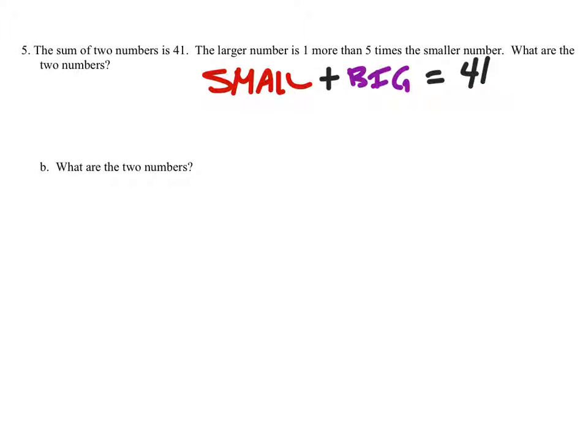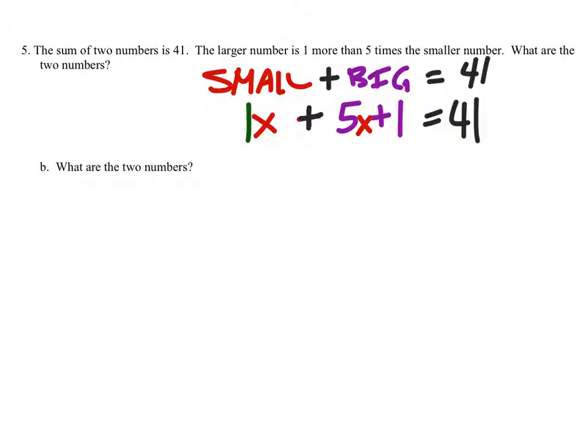There we go, right? But it tells us that the large number, the big one, is 1 more than 5 times the smaller number. So we'll use x to be the smaller number. And then this small number would be represented by an x as well. So I'll add these together and I should get 41. Okay, does everyone see that? The purple here represents the big number, 5 times the small number, but 1 more.